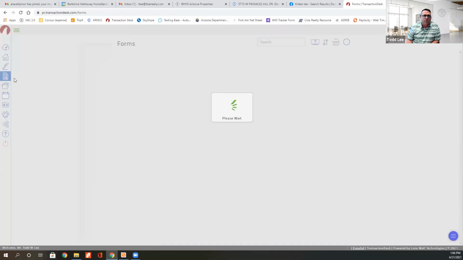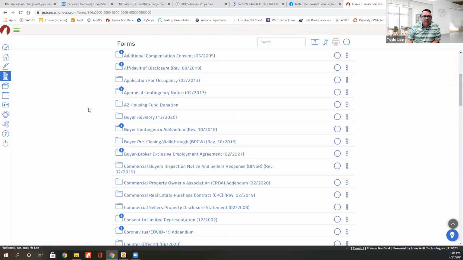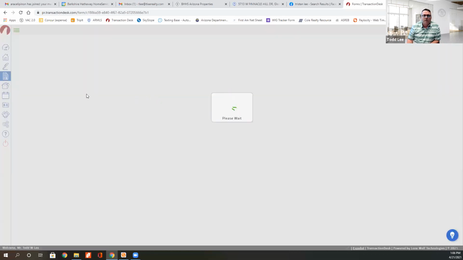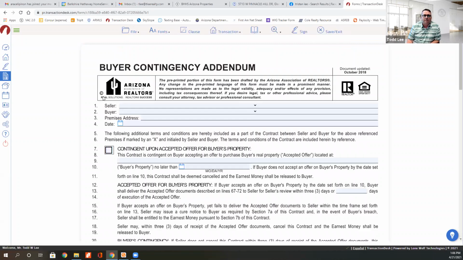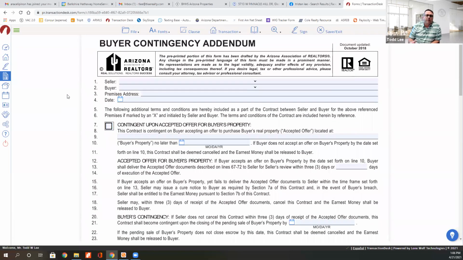All right, we're going to go to the next one, the buyer contingency. So we'll go back into the forms, buyer contingency addendum. We'll open that one up. Again, the top part is pretty self-explanatory, but you're going to use this buyer contingency addendum if your buyer has a contingency either to sell their house or close on their current house. So you're going to want to use this buyer contingency form rather than trying to write everything up.